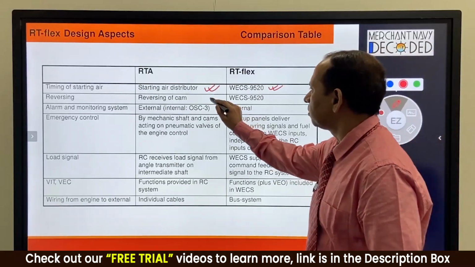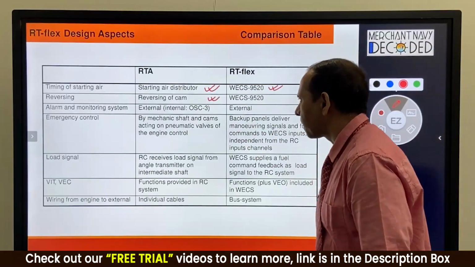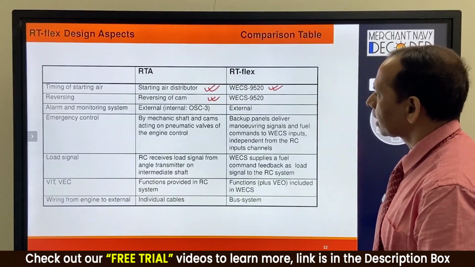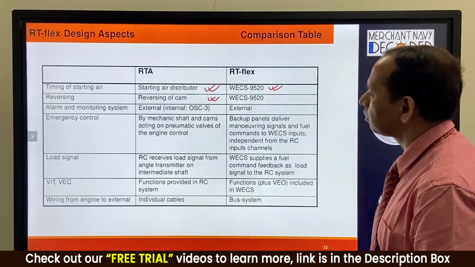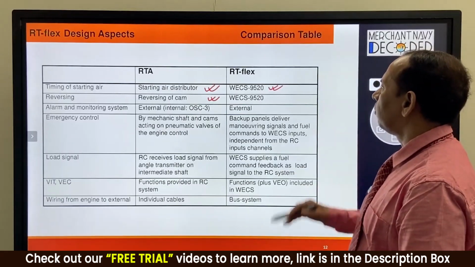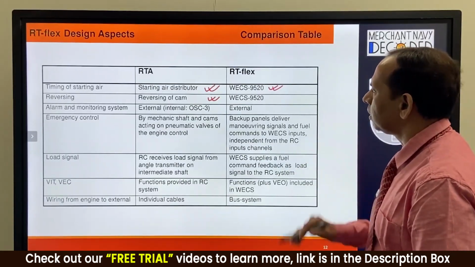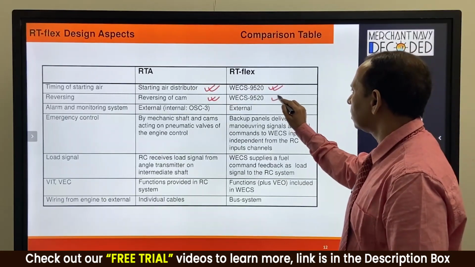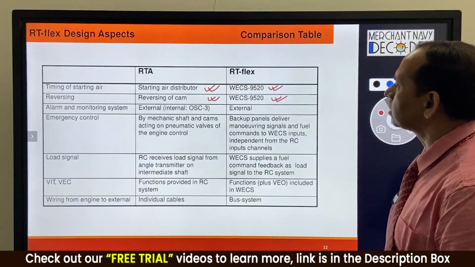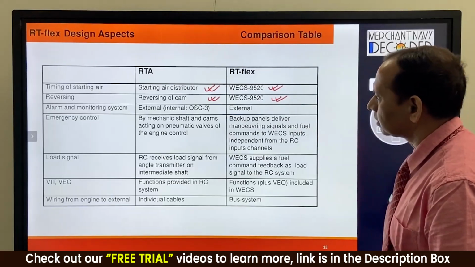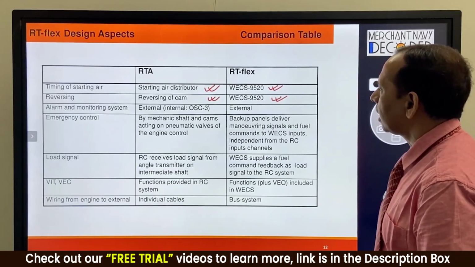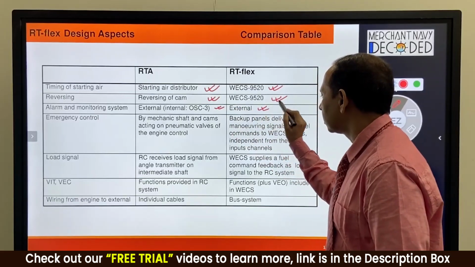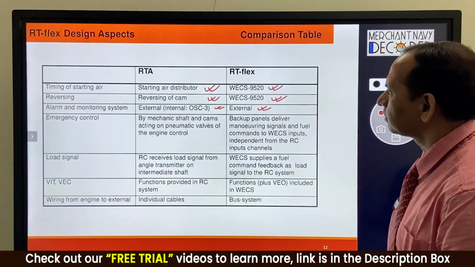Similarly, reversing of the engine, since these are reversible engines, was also accomplished by the cam, a different set of cams which was going to give a different way the start air and the fuel injection is going to happen in order. Whereas in the RT-Flex engine this is all done by the VEX controller, so this is a much more simplified option in this case. Alarm monitoring system is almost the same, both are having external modules which are by a third party.